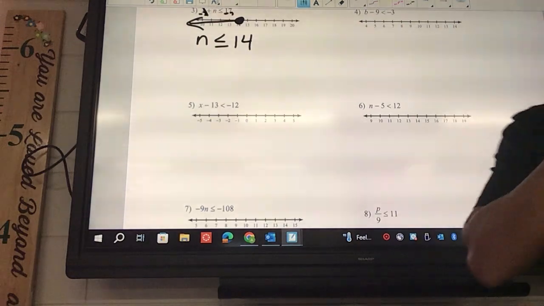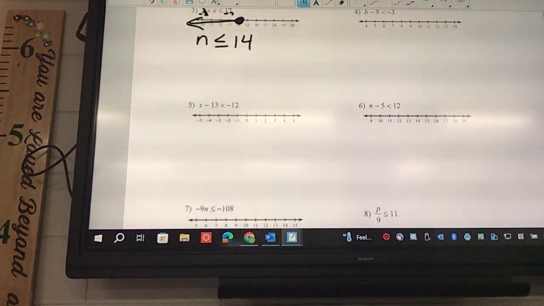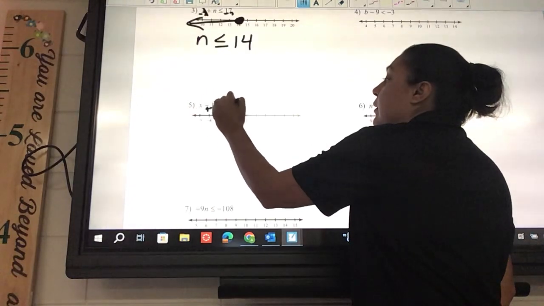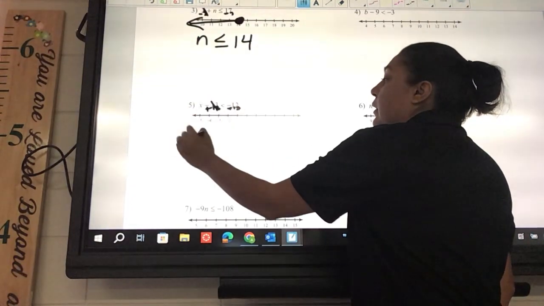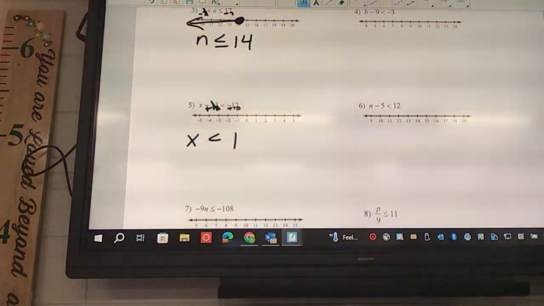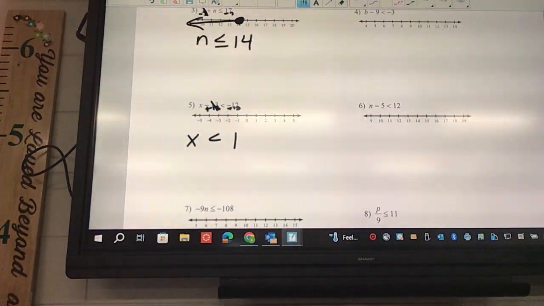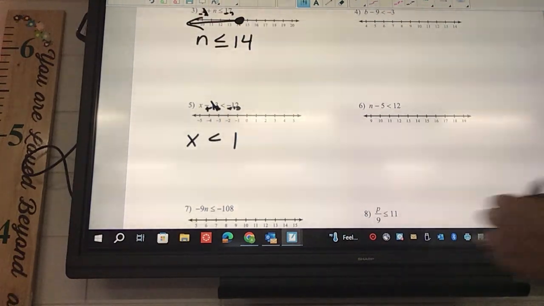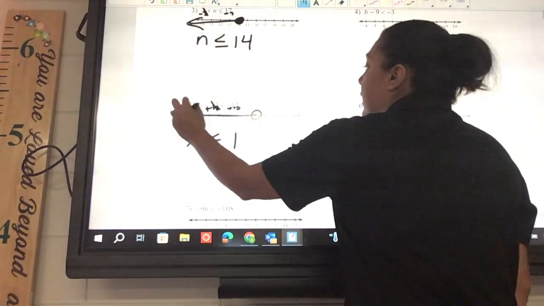Okay, number 5, what needs done? Plus 13 on both sides. Okay, and that's going to give you a 1. On the 1, open or closed? Open. Going which way? To the left.